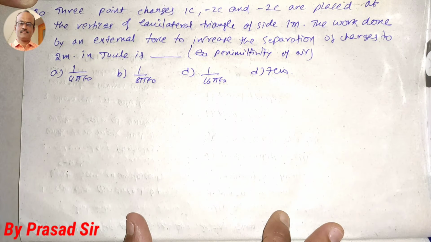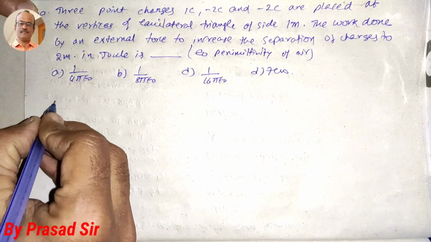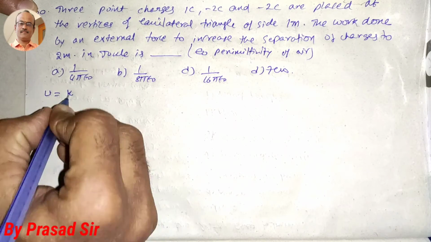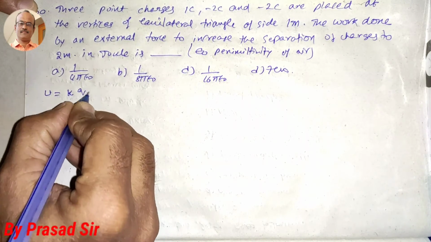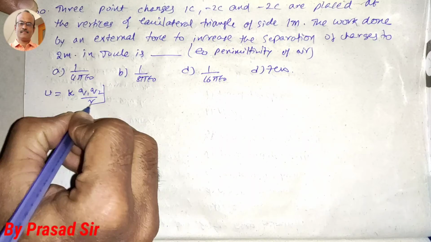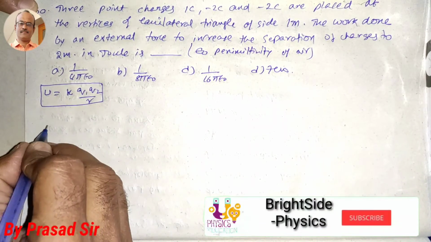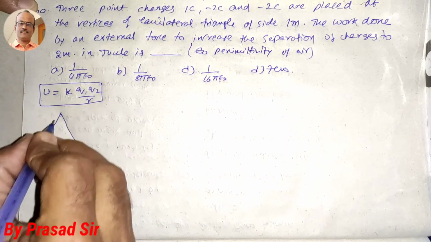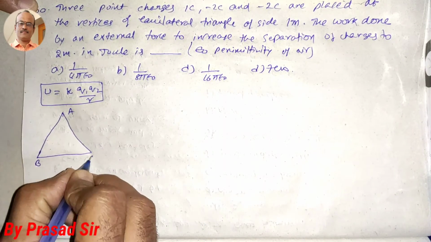Now the question number 30. 3 point charges 1 coulomb, minus 2 coulombs and minus 2 coulombs are placed at the vertices of an equilateral triangle of side 1 meter. The work done by an external force to increase the separation of charges to 2 meters, in joules, is how much? So first of all, here potential energy U is equal to some constant K I will take here, that is Q1 Q2 by R. This is the potential energy. We should remember this.